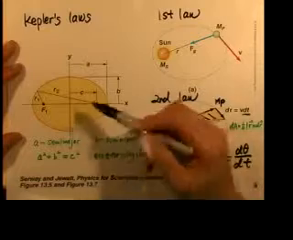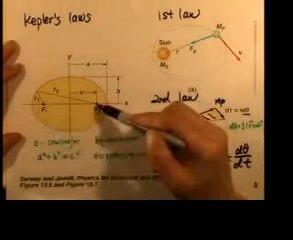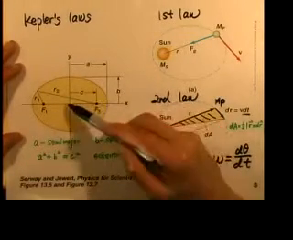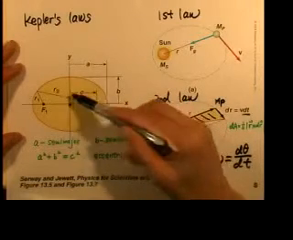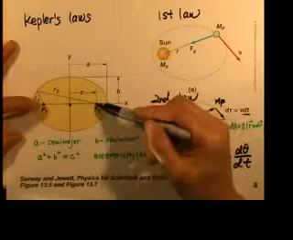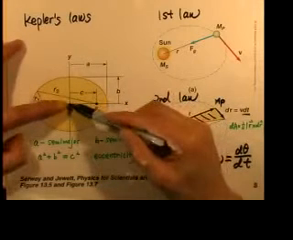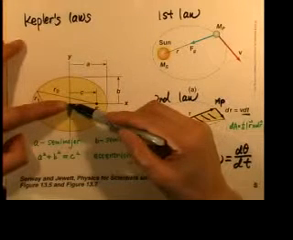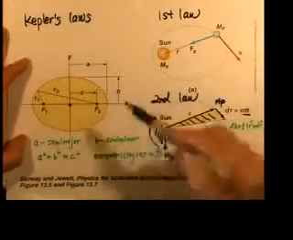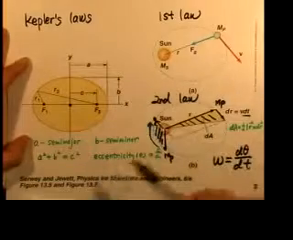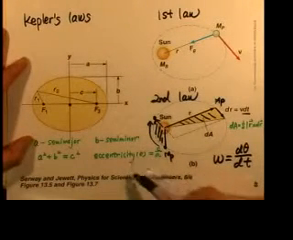Now imagine if the foci F1 and F2 both move to the center. When F2 approaches here, isn't c equal to 0? So when the two foci go to the center of the orbit and become one, we have a circular orbit. So for a circular orbit, c equals 0. Therefore, the eccentricity for a circular orbit equals 0.